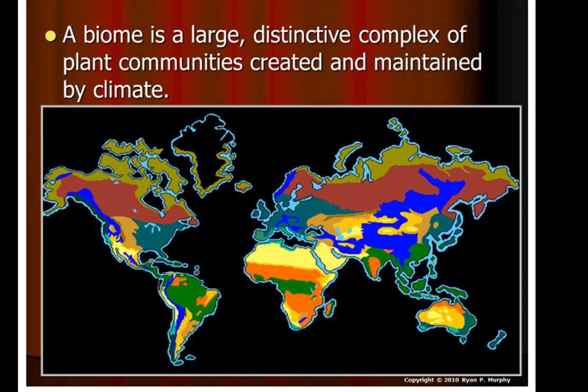Biomes are defined as a large, distinct, complex community of plants created and maintained by a climate. Notice that there is a focus on plants because we're going to learn as we move through our unit that plants are one of the major parts of an ecosystem that help to sustain all other parts of life. So don't think that you're just going to find plants in an ecosystem. You're going to find all kinds of organisms in an ecosystem.